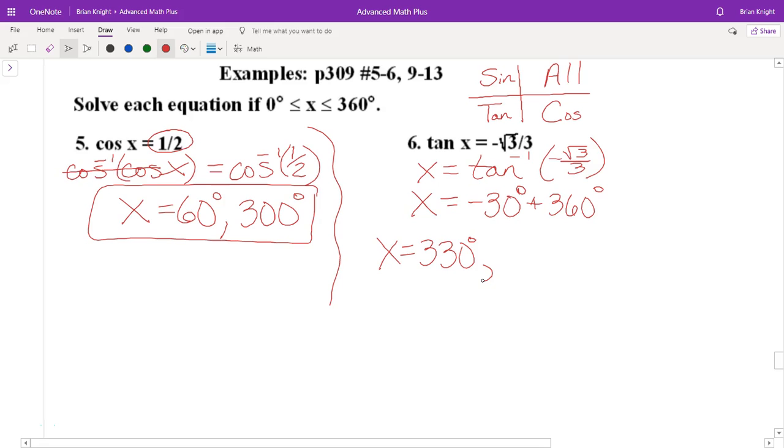So let me think about this. What quadrant is 330 in? Fourth. It's in the fourth quadrant. Was tangent supposed to be negative in the fourth quadrant? Yes, because the only one that's positive in the fourth quadrant is cosine. Okay? Where else is tangent negative? Third quadrant, tangent is what? Positive.